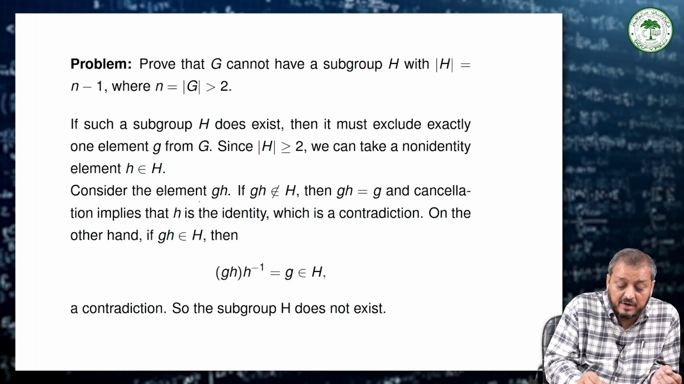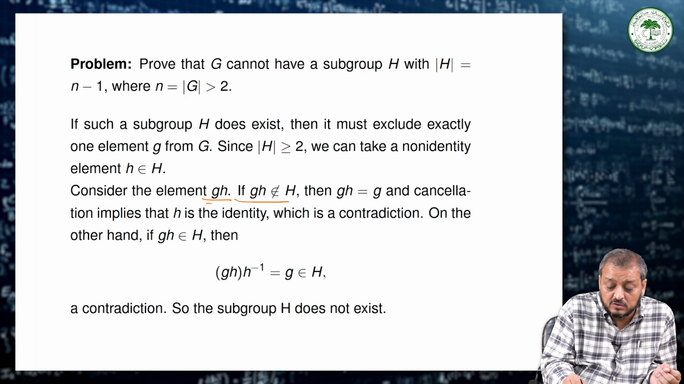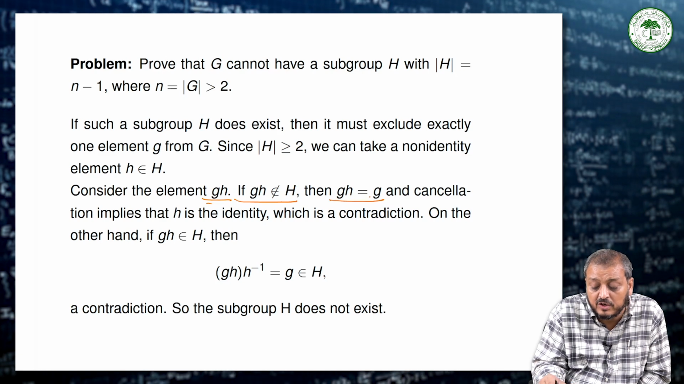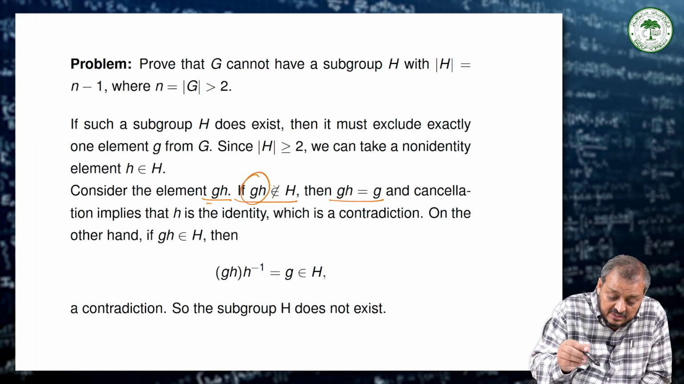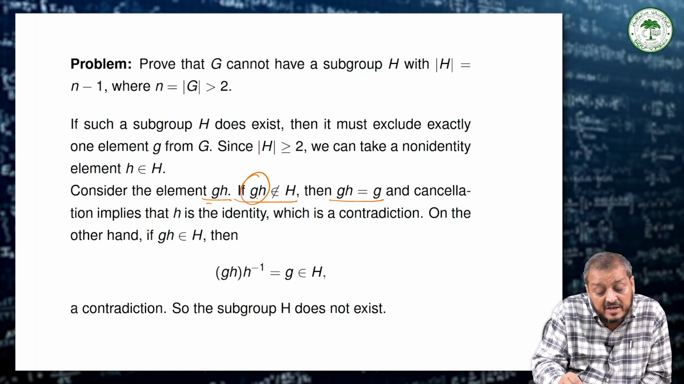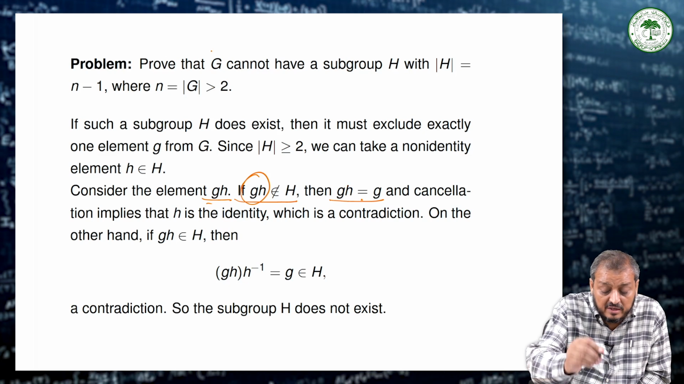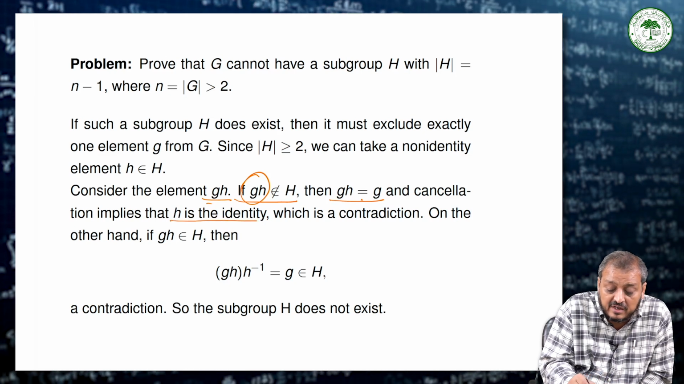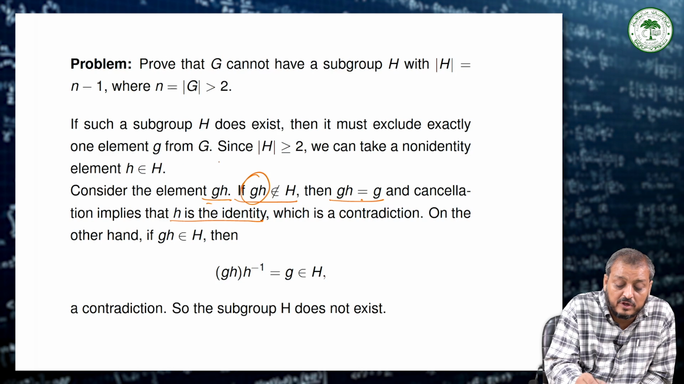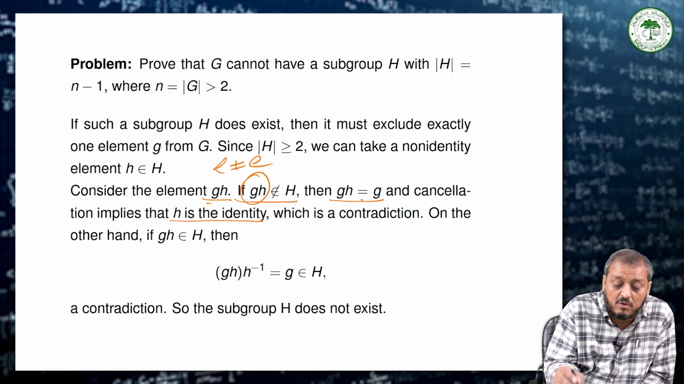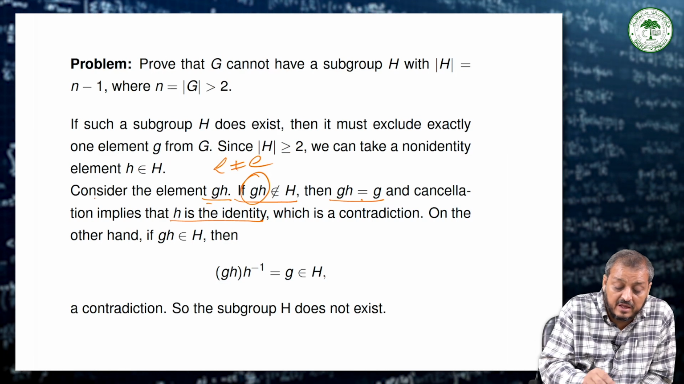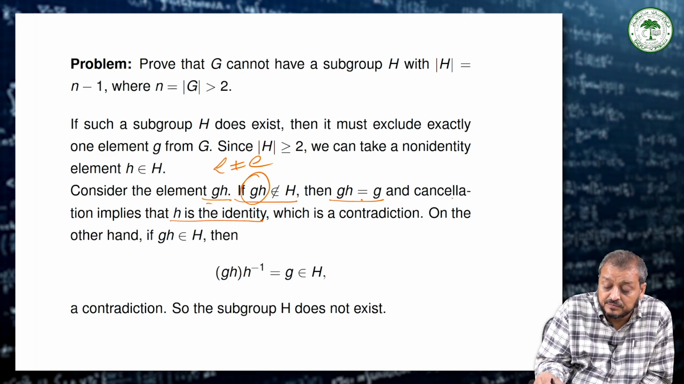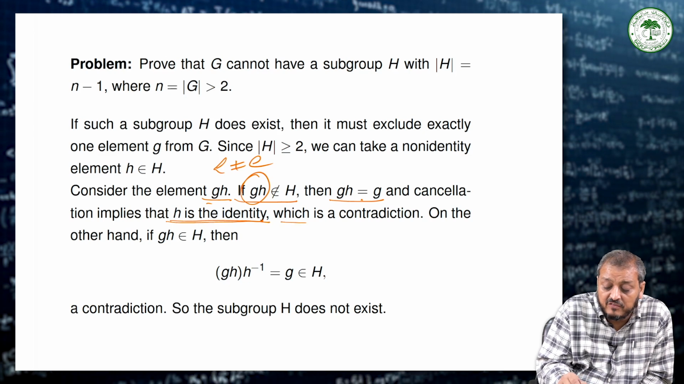So consider the element gh. If gh does not belong to H, then gh should be equal to g, the excluded element of G. And by the cancellation property, h is the identity element, which is a contradiction, because we assumed that h is not equal to the identity. So clearly, considering the element gh, by the cancellation property h is the identity, which is a contradiction.